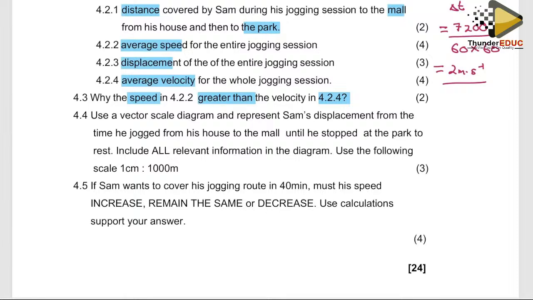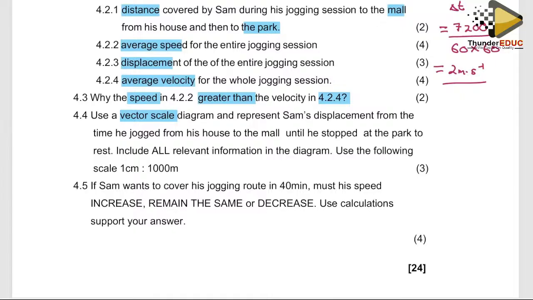Then I'm going to proceed to the next question that says 4.4. It says there, use a vector scale diagram and represent Sam's displacement from the time he jogged from his house to the mall until he stopped at the park to rest. Right? Use the vector scale diagram. So we're looking for a vector scale diagram for him that he actually used to jog from his house until he got there. Right?